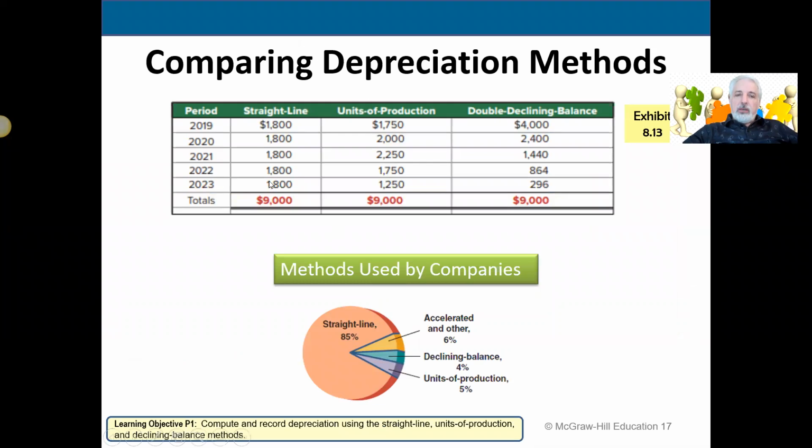So if we compare depreciation methods, $9,000, different years, 1,800 straight line. Double declining was 4,000, 2,400, 1,440 down. And units of production was based on the usage. And our truck example was mileage. Machinery is often hours.